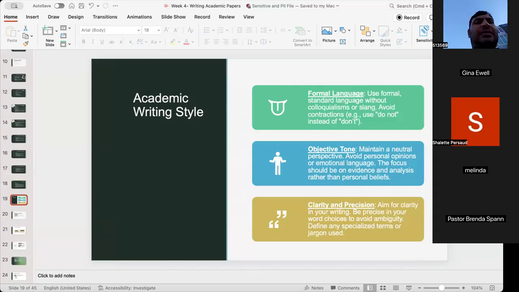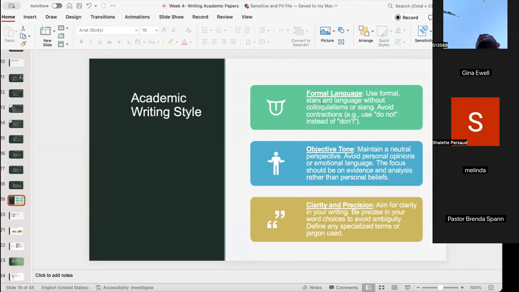Okay, so academic style writing. Hang on, let me move this over a little bit. Okay.